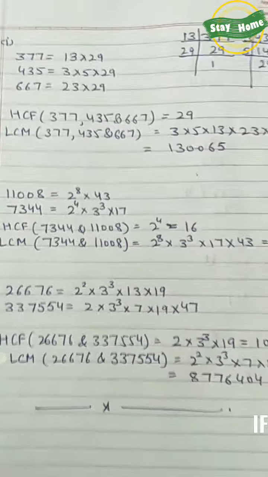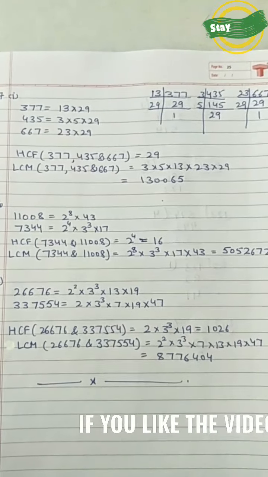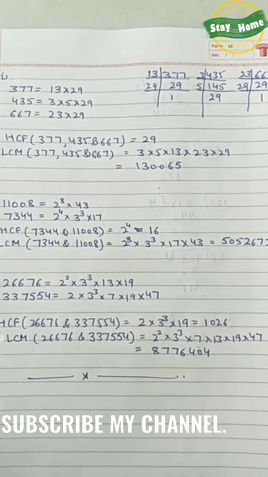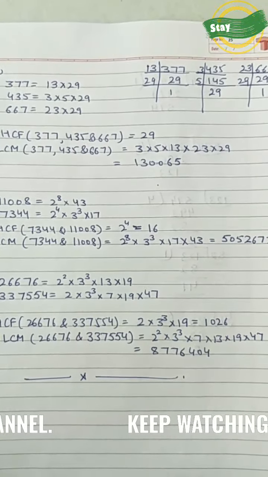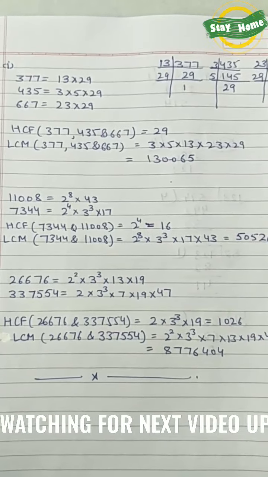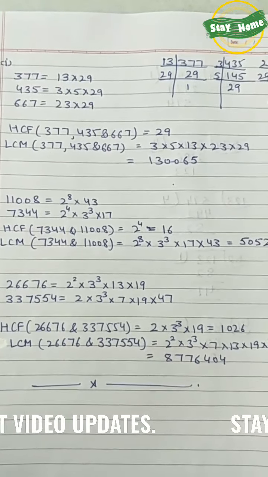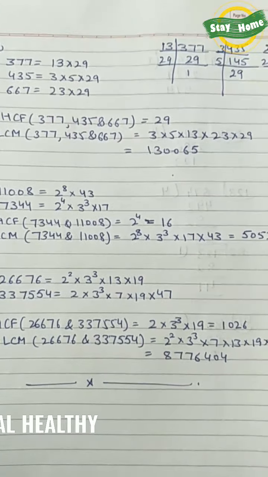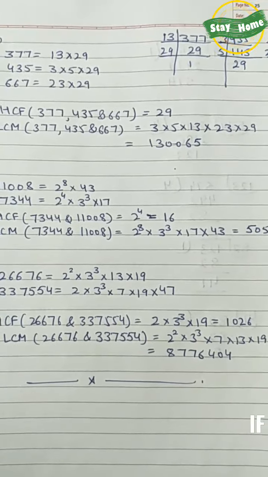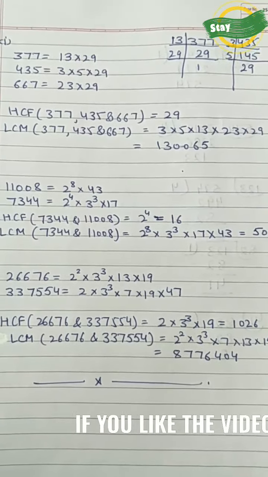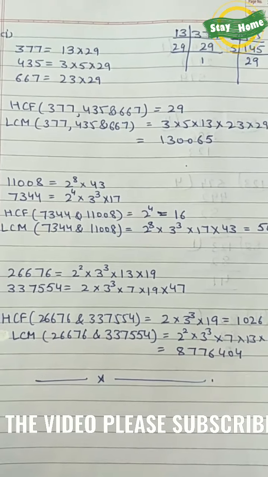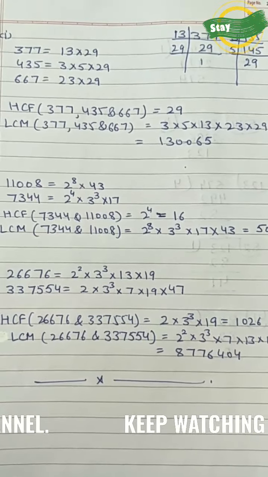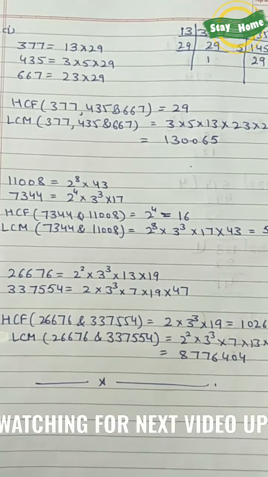Now let me move to the last question, question number 7, first part. There are three numbers whose HCF and LCM we have to find using the prime factorization method. And the first step, we have to do prime factorization of each number individually, and write it in power notation. Now here if you see, the prime factorization of 377 is 13 into 29, and 667 is 23 into 29. Some students get stuck in this only. So important question.